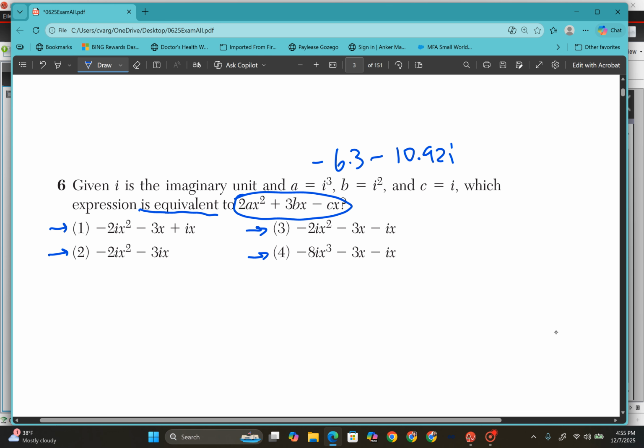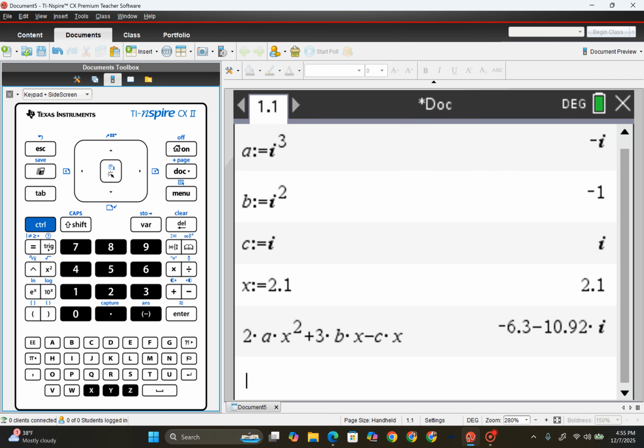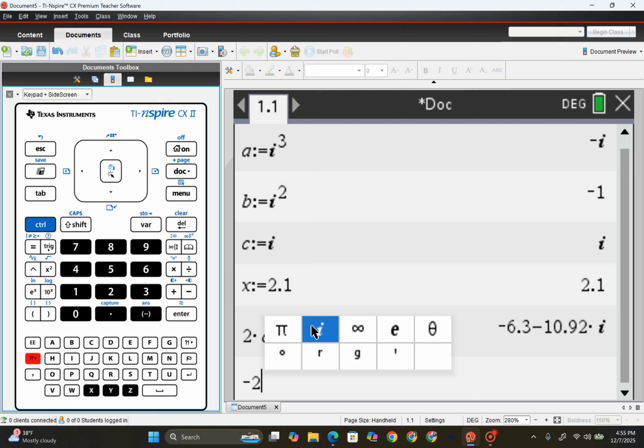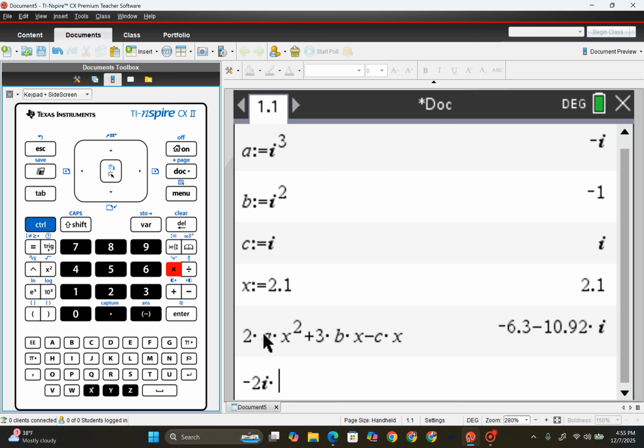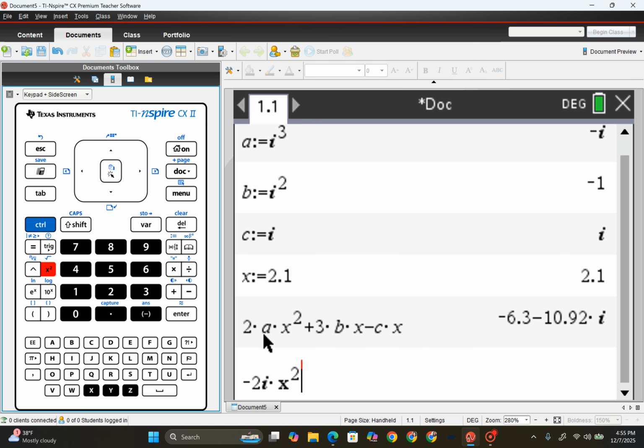I'm going to type in the first one, so negative. So remember the negative sign is here. So negative 2i x squared. We have to do times x squared. Cool.